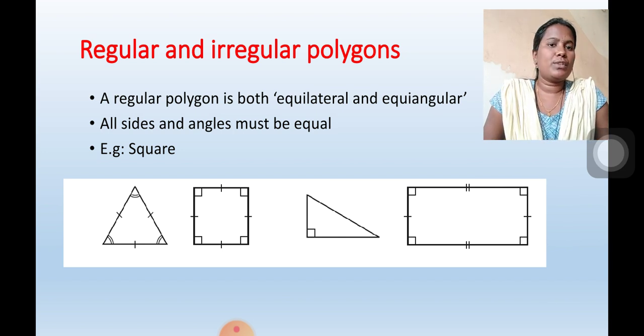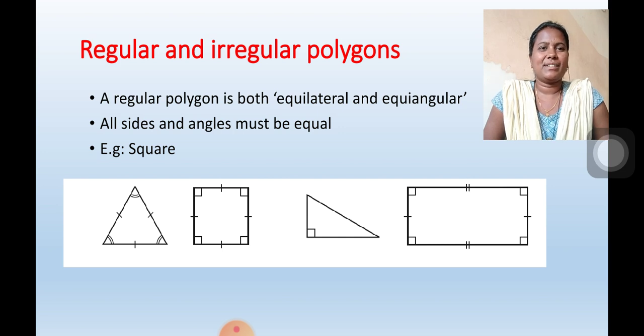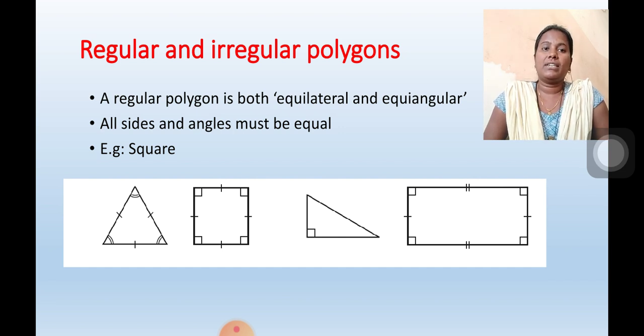So in this figure, the first figure is an equilateral triangle, in which all the three sides are equal and all the three angles are equal. Therefore, it is a regular polygon. In the second figure, it is a square. Here, all the sides are equal and all the angles measure 90 degree. Therefore, it is both equilateral and equiangular. Therefore, it is called a regular polygon.